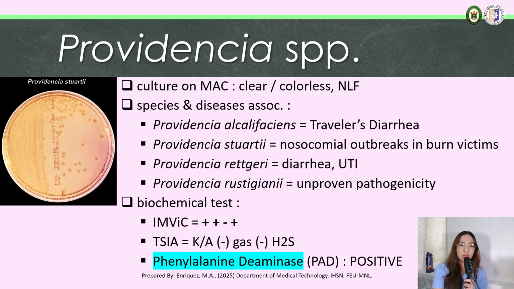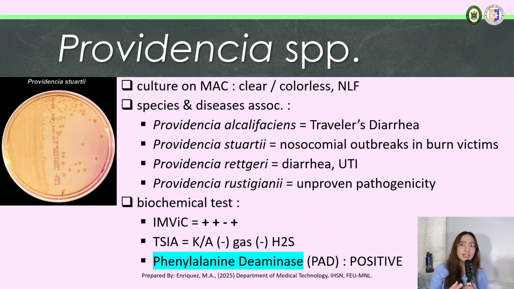Listed here are their biochemical test results. So on IMViC, they are positive, positive, negative, positive. So Voges-Proskauer is negative for the Providencia species. Its TSI reaction is also K over A, or alkaline over acid, and it's negative for both gas and hydrogen sulfide production. And again, as previously mentioned, Providencia species is one of the 3 Enterobacterales members capable of testing positive for PAD, or phenylalanine deaminase.